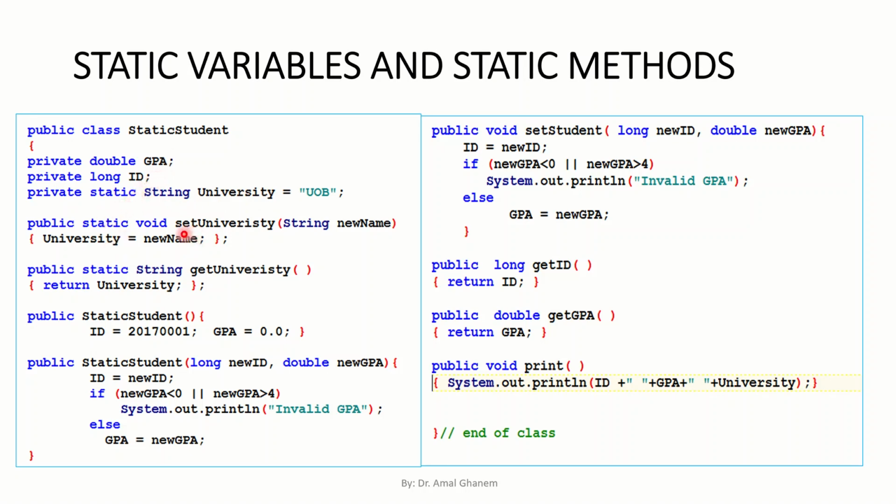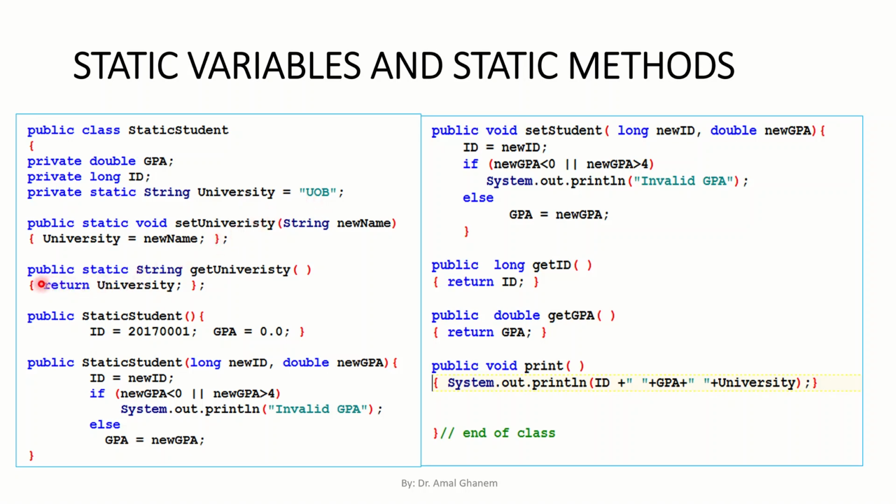We have a method named setUniversity. This method is a void method and static as well. So the meaning of static is that it is shared between all the objects, and it's public. It will take a string new name. It will take that new name and save it in university. So for example, if the new name is XYZ, it will take XYZ and save it in university. So university will be called XYZ, which means all the objects will have the university as XYZ.